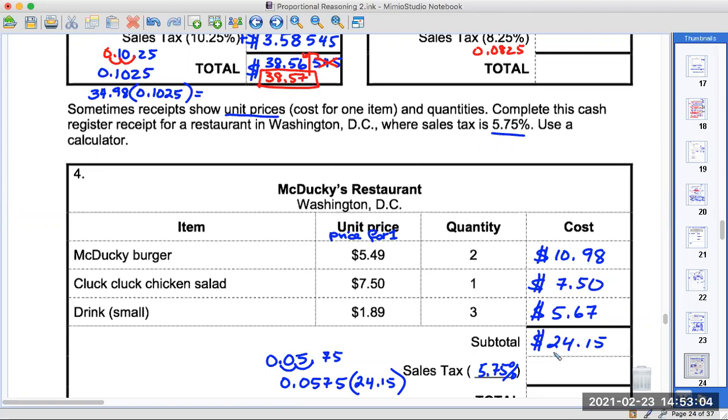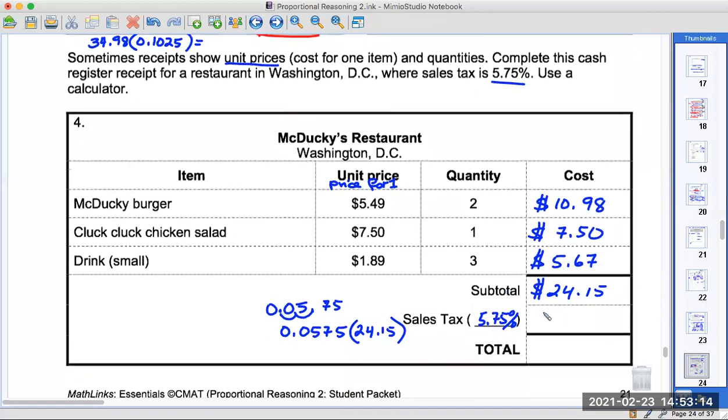2475 times 0.0575. So now let's not round at this point. The government wants all their money. Each little rounded, if you round down too soon, they lose money. So I have a feeling they don't want you to round until the end.